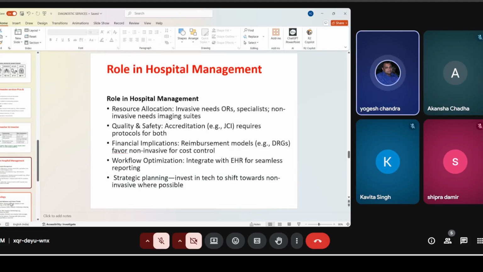And role in hospital management, resource allocation. If you are an administrator, you must understand okay, for all this investigation, you need some kind of specialized manpower, some kind of specialist person. Okay, तो वो आपको थोड़ा सा ध्यान रखना है. फिर सेम टाइम जो आपके इन्वेसिव प्रोसीजर है उसमें as a hospital administrator you have to make more quality indicators for the safety. The more indicators you are observing in the area, most of the time it ensures that your services are more towards patient safety.